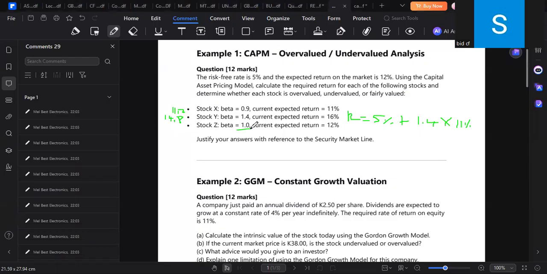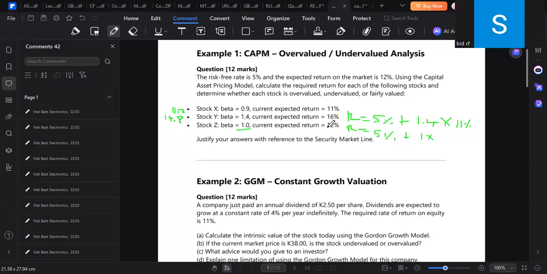Then lastly, we calculate the beta at 1.0. So risk-free rate will be what? The return is 5% times 1 plus 1 times the risk premium. Our risk premium is what?